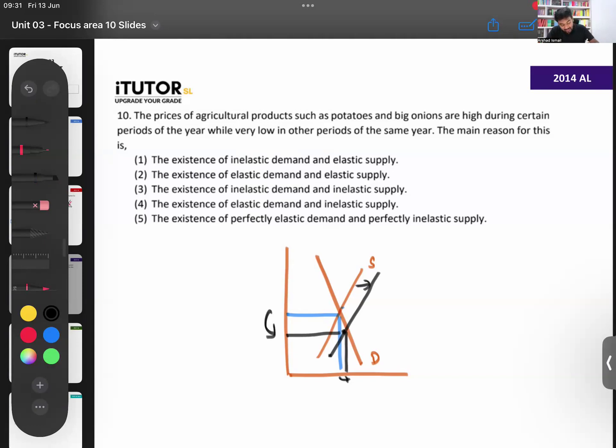Same way, if the supply decreases a little, quantity will go down very little, but the price changes much bigger. That's why agricultural goods have inelastic demand and supply, and that's why prices are unstable. We'll go into that in more detail. There is an essay question. I'll teach you that story from scratch. So the answer here would be answer number 3, the existence of inelastic demand and inelastic supply.